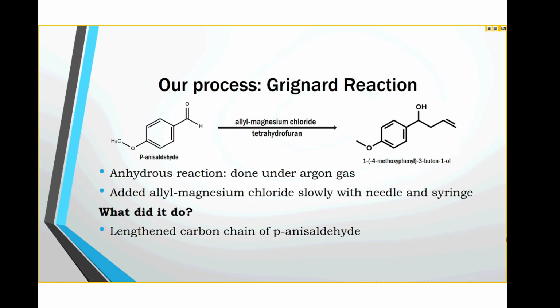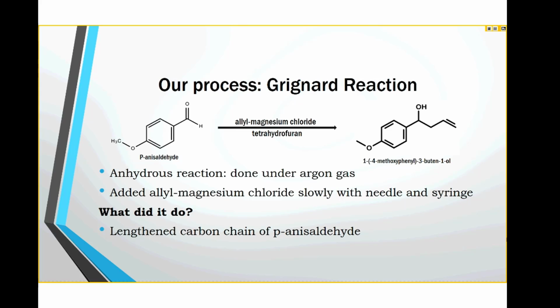We started with that starting material, PN-aldehyde, reacted it with allyl magnesium chloride in tetrahydropyran as a solvent, and that got us this alcohol with the functional group 3-butane-1. So this reaction had to be anhydrous, so we did it under argon gas to ensure that any air or water molecules couldn't get into the reaction and potentially tear apart the product.